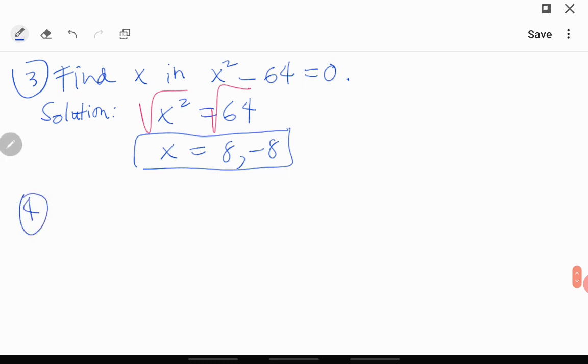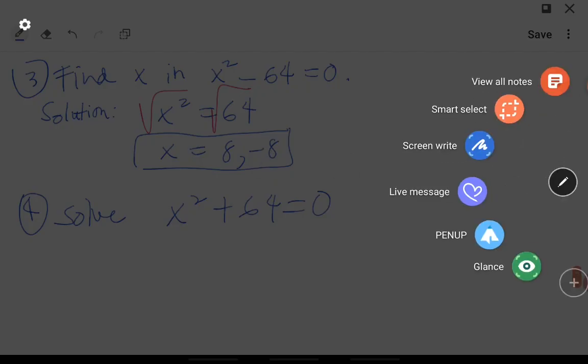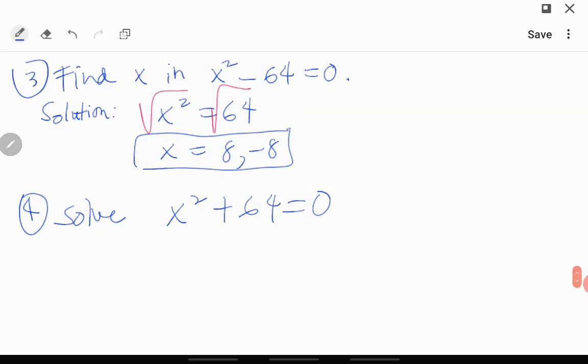Okay, what if our problem is like this? Okay, paano natin i-solve ito? How to find x? Again, the word solve means find the value of the variable. Our variable is x, so it also means find x. So ano ang x dito sa equation na to?